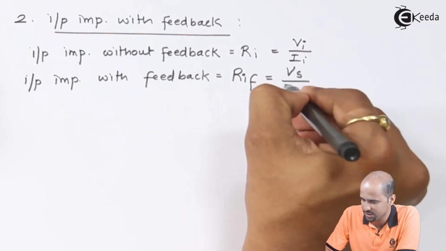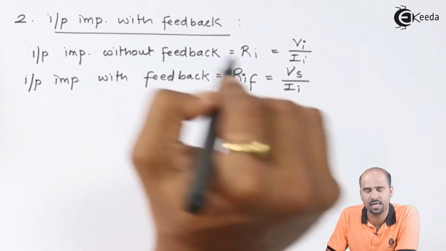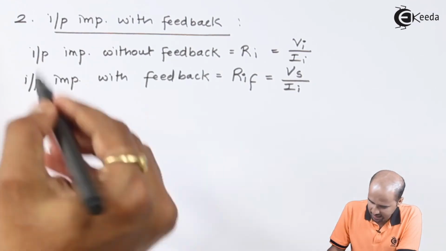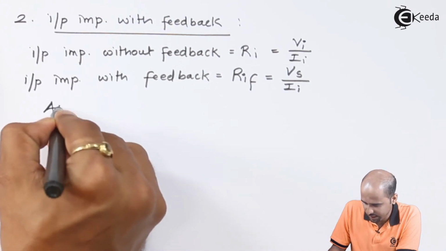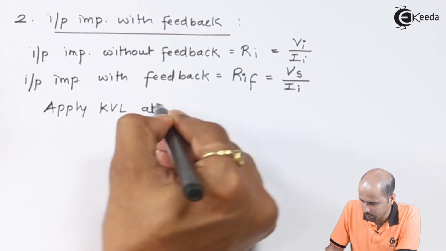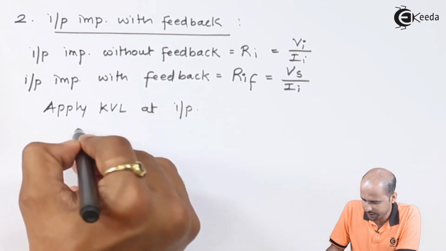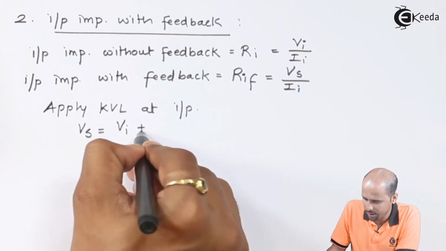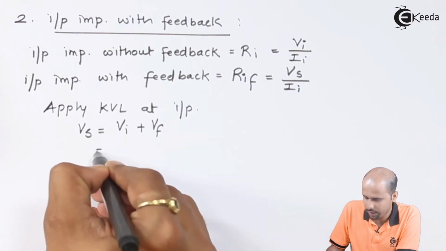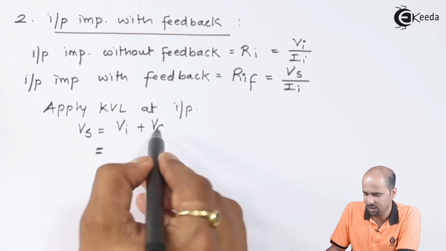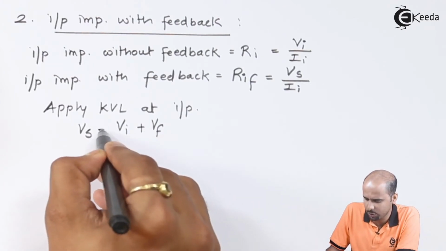That's it. Because the current is the same, I will treat this current as the same as that of Ii only. It will not change because of the series connection at the input side. So let's start with the KVL at the input only. Apply KVL at the input. We'll get to know that Vs is equal to Vi plus Vf, right? We'll directly jump to the formula of Vf. I will not repeat it again.